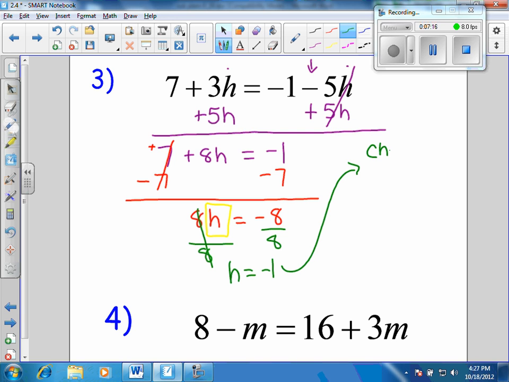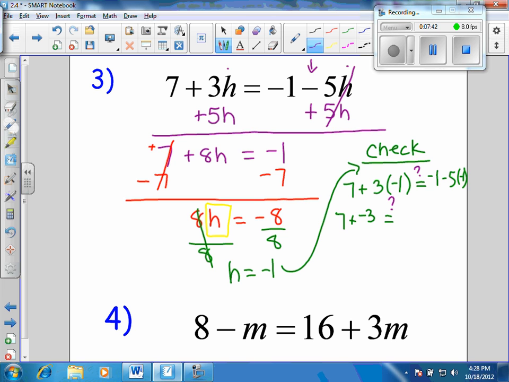Let's do a check. Go to the original problem, it's 7 plus 3h, so that's 3 times -1. Now we're going to plug it into both sides and see if both sides are equal. So we have 7 plus -3, and the question is that equal to -1 plus, -5 times -1 is positive 5. So this is 4, and this is 4, so it checks.